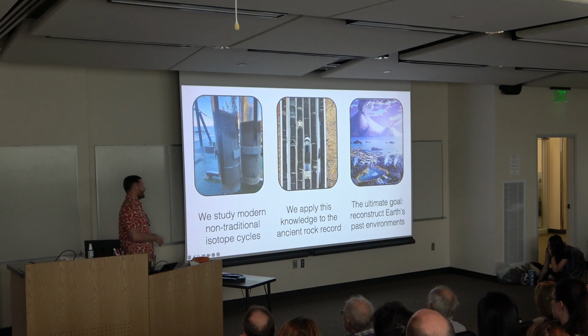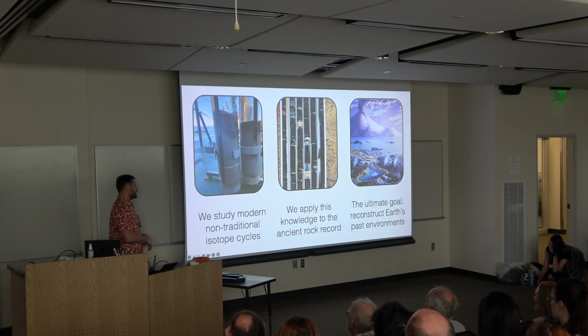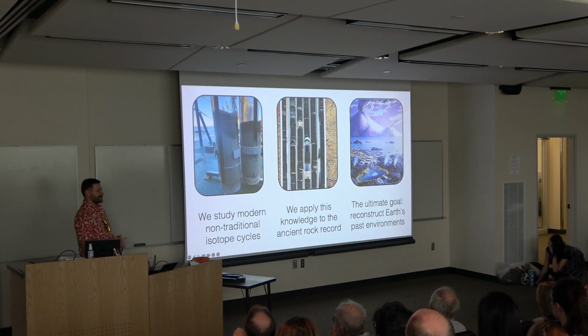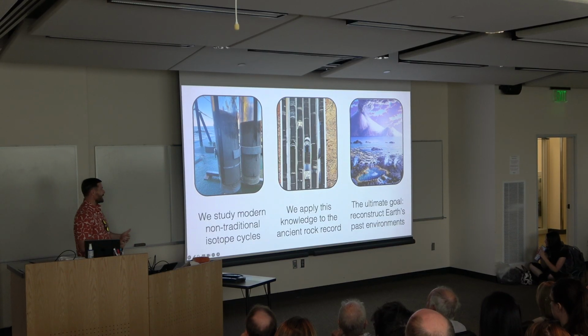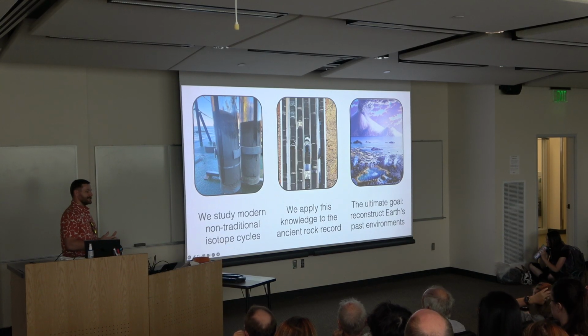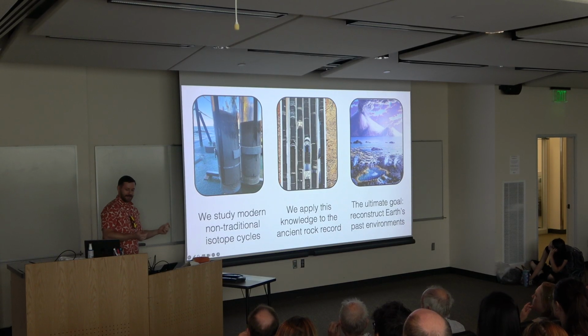We do a lot of work in places like Minnesota, where you have 10,000 lakes, even more. And you can find any chemistry you want there, and so some of those lakes have the chemistry that we like. We apply this knowledge to the ancient rock record. When we can, we try to target cores, because those materials have been below Earth's surface and are less likely to have been messed with by modern processes. And our ultimate goal is to reconstruct Earth's past environments.